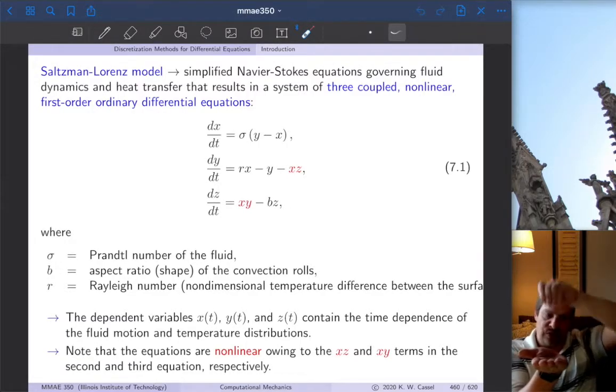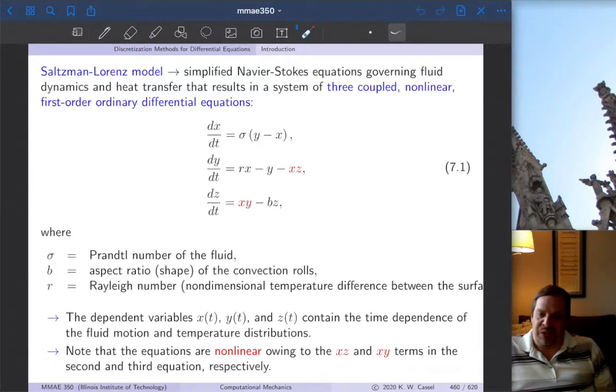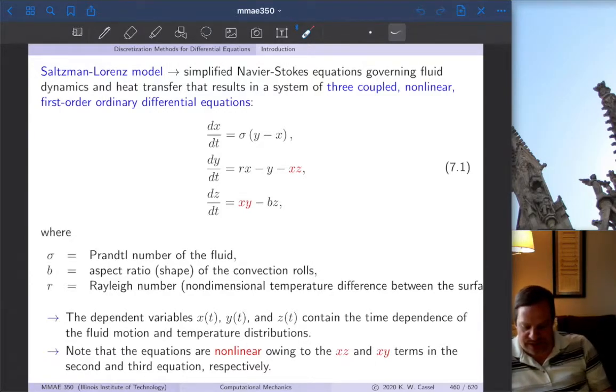You could have tall, skinny convection rolls. And so the B quantifies that aspect ratio, the shape of the convection rolls. And finally, R, right here, is known as the Rayleigh number. So in fluid mechanics, you've heard of the Reynolds number. In convective heat transfer, there's the Rayleigh number. And here that's given by R.